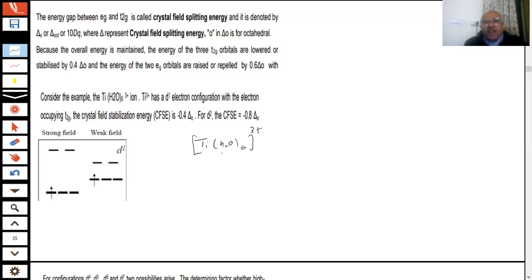So what is the d count of Ti3+? Students, fast. d1. I already said to you one thing, that the series from scandium to zinc should be known to you. Scandium 21 to zinc 30. That series we learned so well, students.